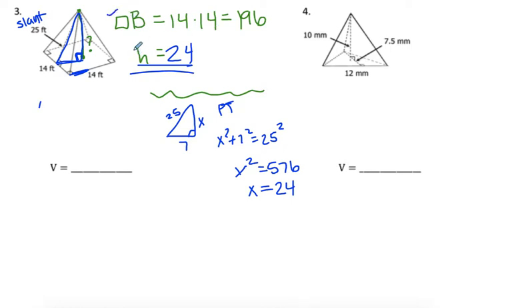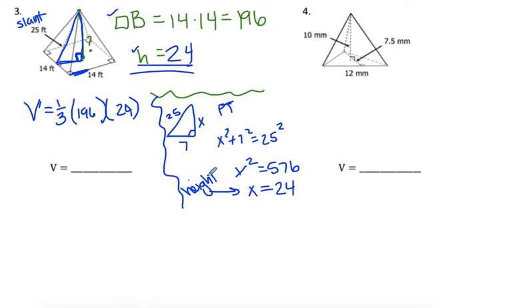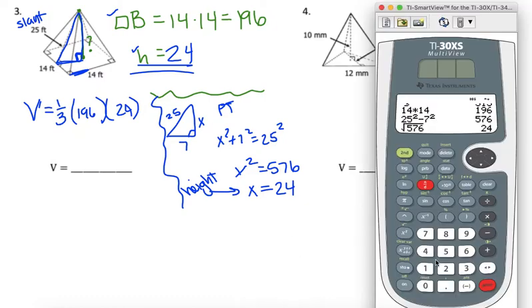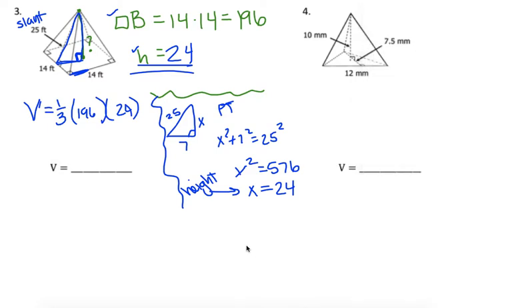Once I have these two pieces, then I can go to my volume formula: 1/3 area of the base times the height. So we had to do this to find the height here. In our calculator, we can now do our 1/3 and our area of the base. That square is 196, and we found our apex to center height, which is 24. So when I put that in my calculator, I get 1,568. No rounding necessary, and I have feet cubed.